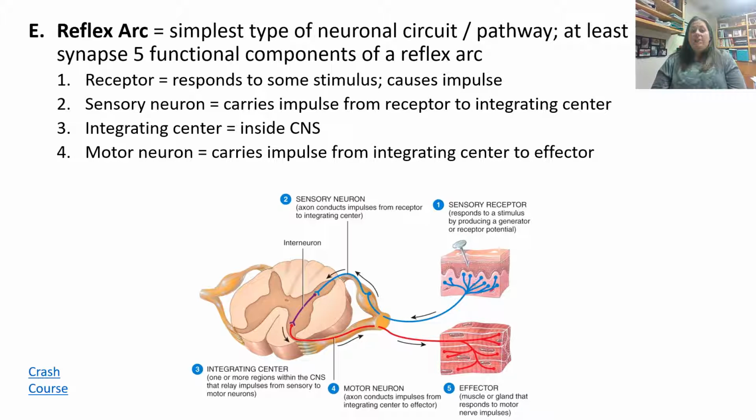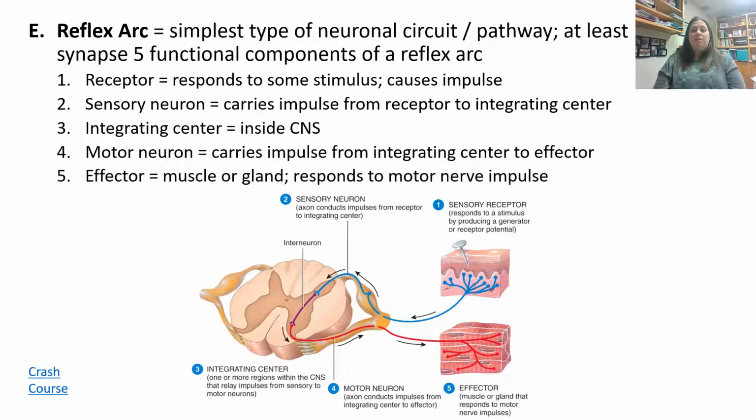Number 4 is the motor neuron. This is going to carry the impulse from the integrating center to the effector. So it's going to carry it out, and it's going to go either to a skeletal muscle, a cardiac muscle, or a gland, depending on what kind of reflex we're looking at. The effector is that muscle or gland. It's going to respond to the motor nerve impulse that's present. Okay, so we have the receptor, sensory neuron, integrating center, motor neuron, and then the effector.